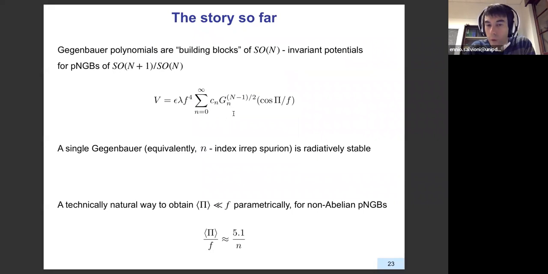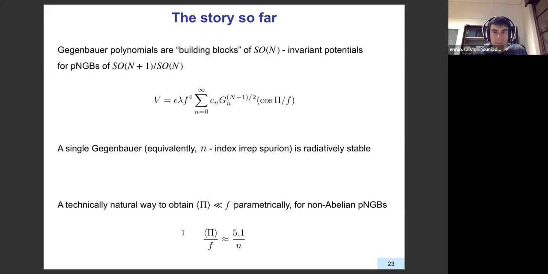And if we happen to have one of these polynomials dominating the potential, then this is going to be relatively stable, in the sense that the coefficient will be renormalized at order epsilon, but the functional form will remain the same. And so the bottom line is that this is at least a technically natural way to obtain a small VEV parametrically in the non-abelian case. Okay, so this is the formula that I was recalling.